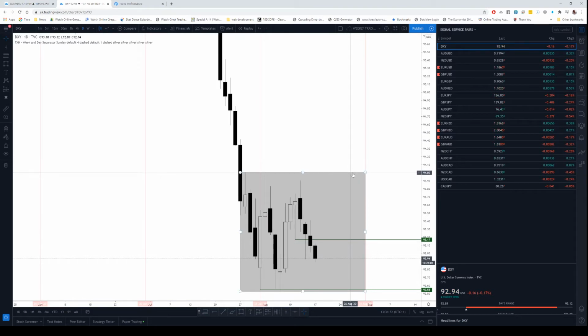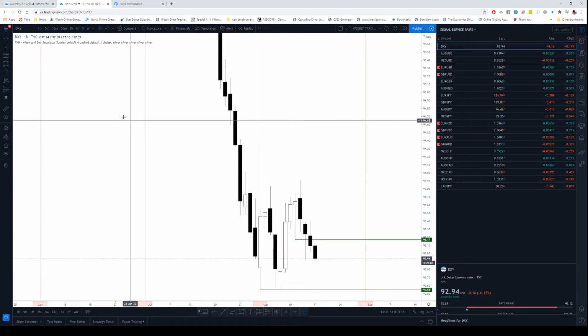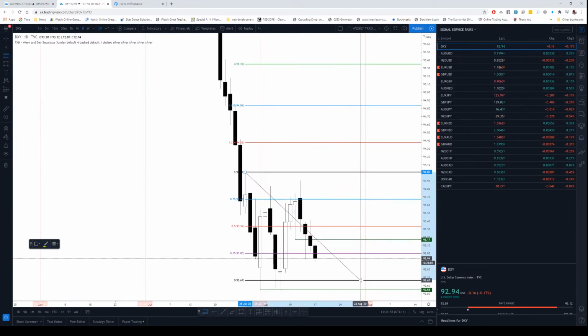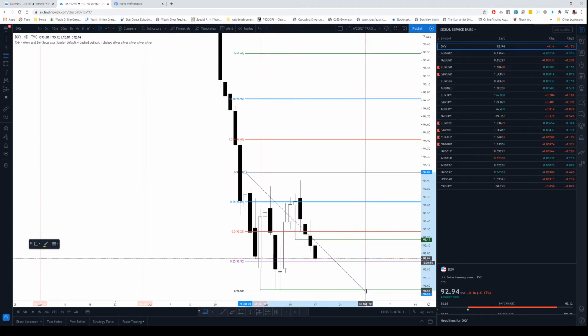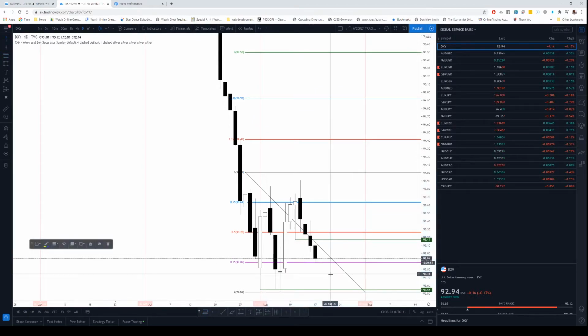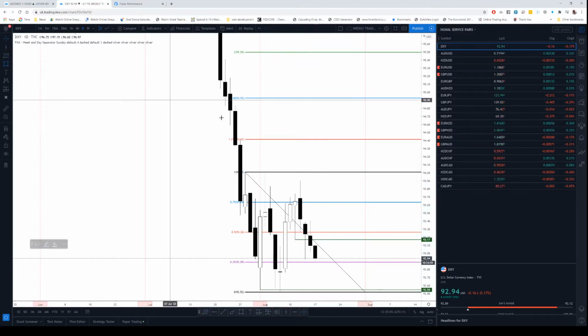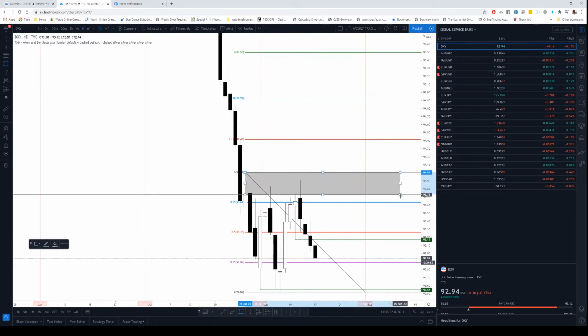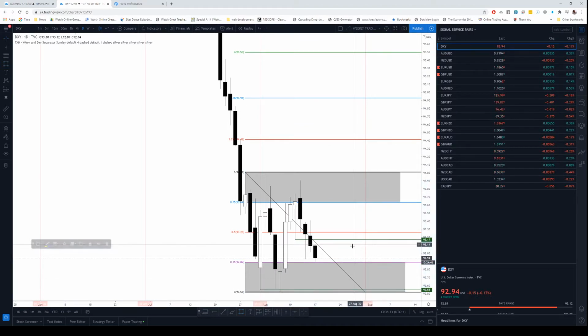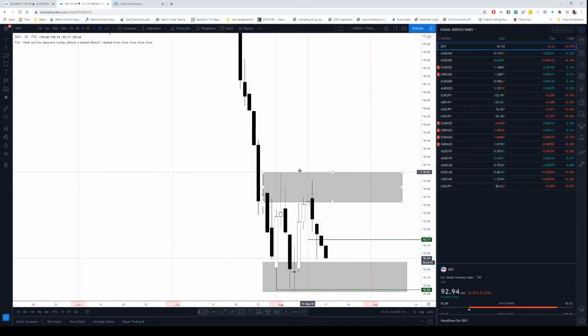So I did show how to trade within a range. The range being this high to that low, right there. With range trading, we want to be selling up here and buying down here, and then forget everything in the middle.